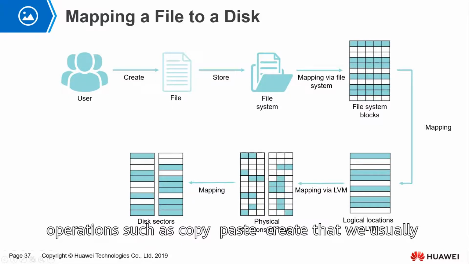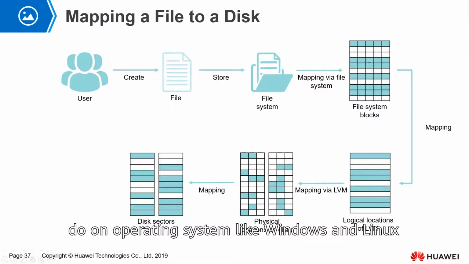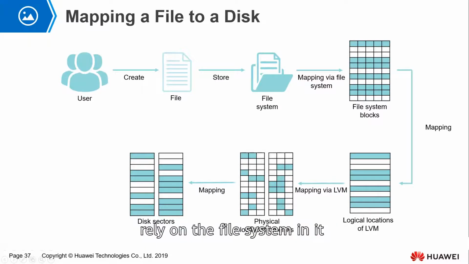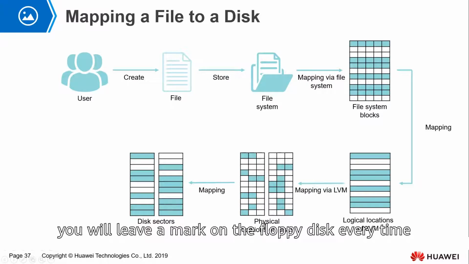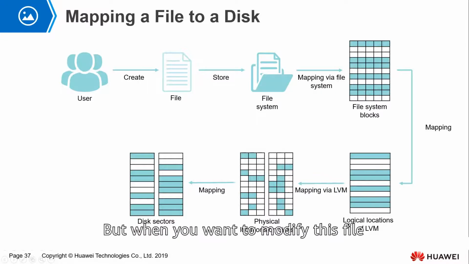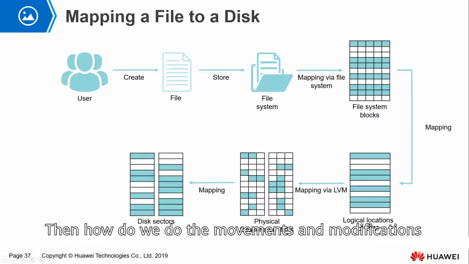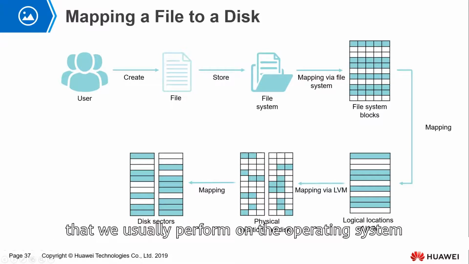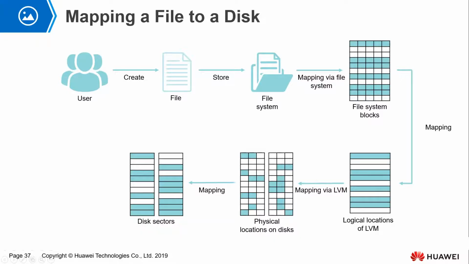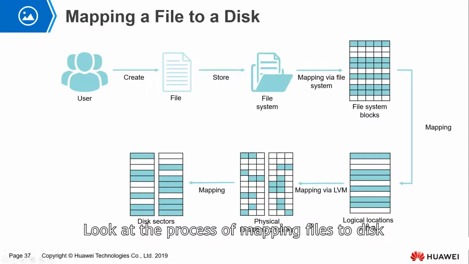Generally speaking, operations such as copy, paste, and create that we usually do on operating systems like Windows and Linux rely on the file system in it. How does this happen? Suppose there are two floppy disks. You will leave a mark on the floppy disk every time you write data. But when you want to modify this file, this mark cannot be moved freely on the disk. Then, how do we do the movements and modifications that we usually perform on the operating system? Look at the process of mapping files to disk.